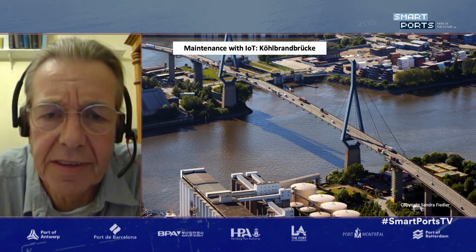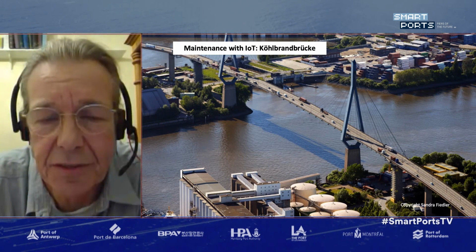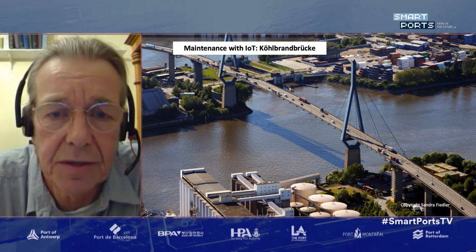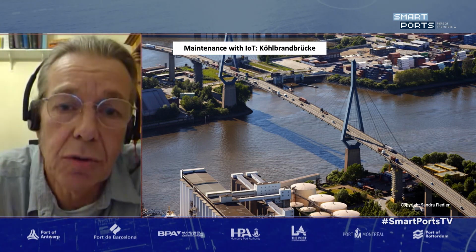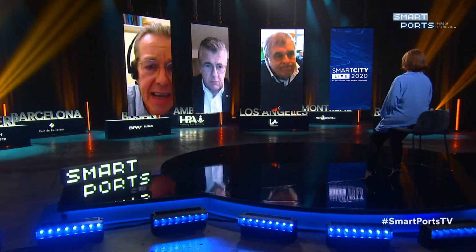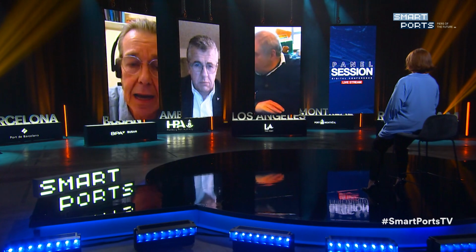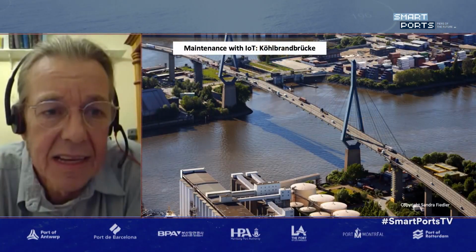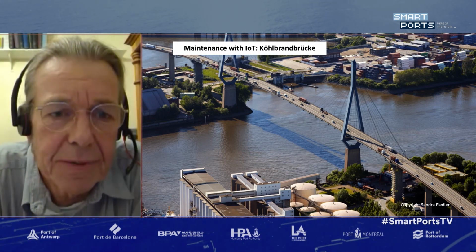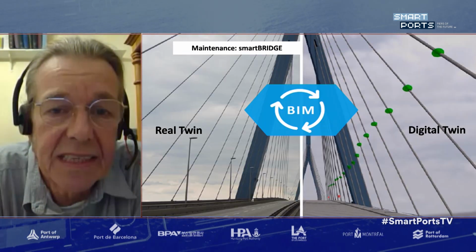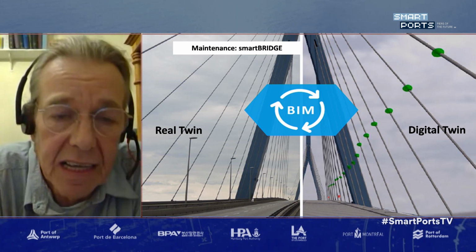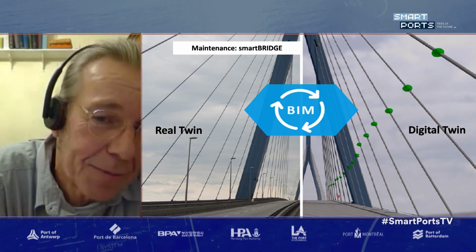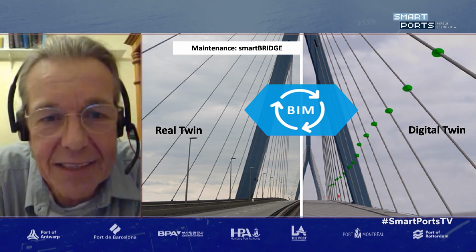First is sensors. You do not need to build new objects. You can also use sensors in old existing objects. For example, the Köhlbrandbrücke, the Köhlbrand Bridge. It's the biggest bridge in the port. It's 54 meters high, and we are on the way to make this bridge smart. If we go to the next slide, we can see that the first thing we did is to have a digital twin. On the right side, you see the real bridge, and on the left, you see the digital twin.